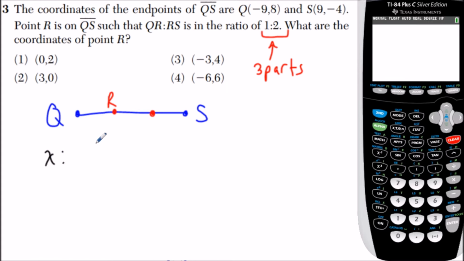To find my x value in my coordinate for R, I could graph this, but these points are really far away from each other, so it's kind of difficult to see.